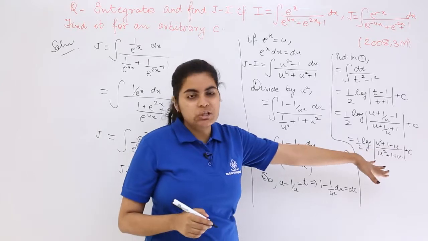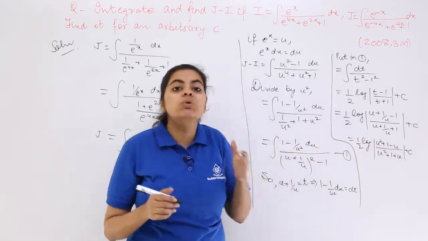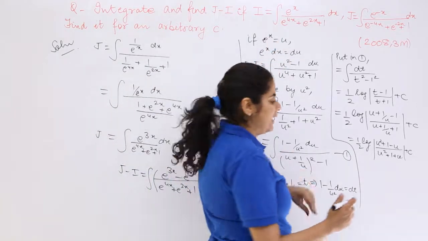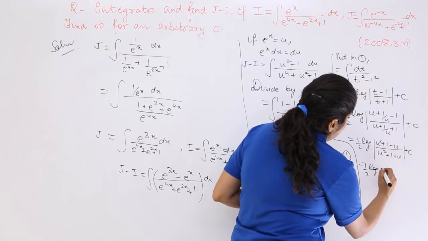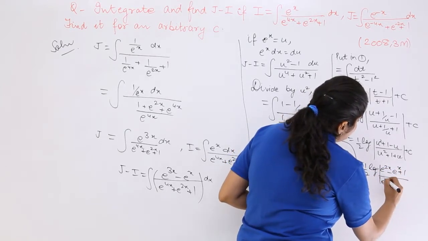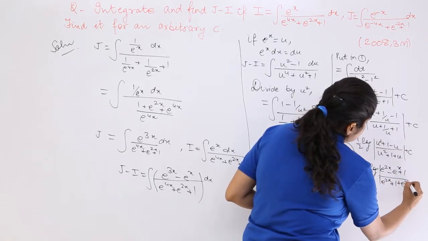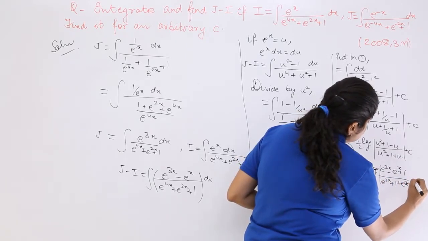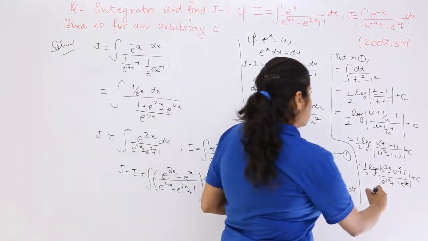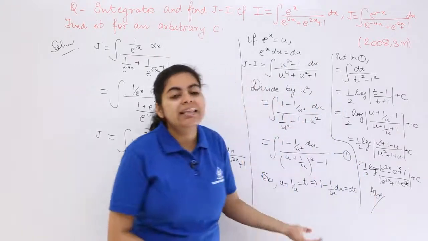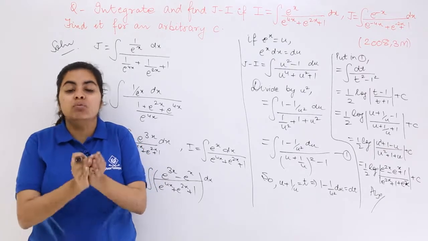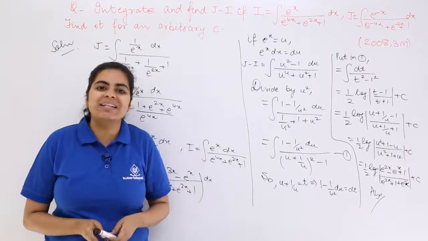Now is it completed? No, it is not, because what is u? U also has to be backtracked to a value, and u is nothing but e raised to the power x. So it is half log of e raised to the power 2x minus e raised to the power x plus 1 upon e raised to the power 2x plus 1 plus e raised to the power x, and plus c. What I have done is, finally I have reached the answer, and this should be very clear that this question involves repeated substitutions, and whatever we have done would be achieved only by practice. So keep practicing, keep learning.